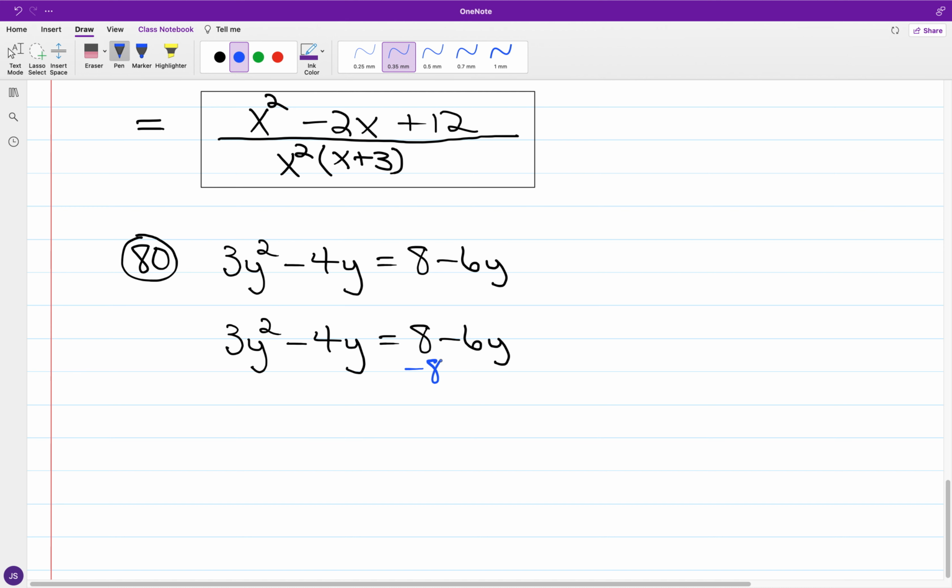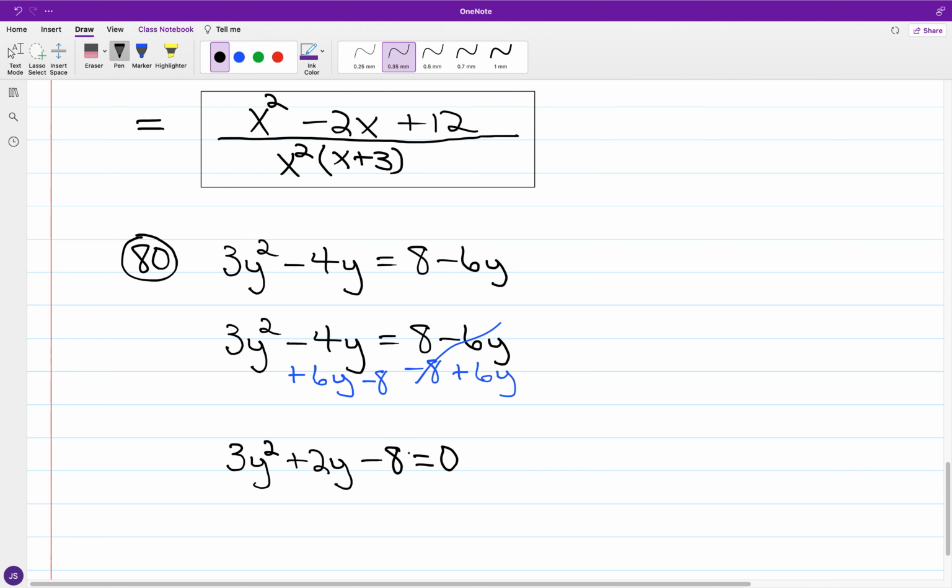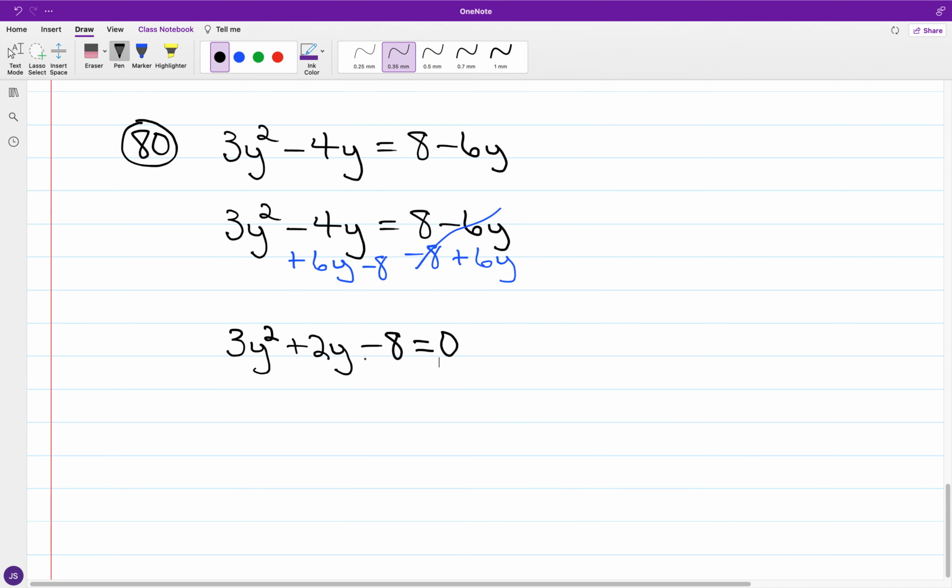If I move the terms from the right over, I'm going to add 6y to negative 4y, and move the 8 over by subtracting. So we have 3y squared, negative 4y plus 6y, which is 2y, and we have minus 8, and this is equal to 0. Now we've got a trinomial that is factorable.